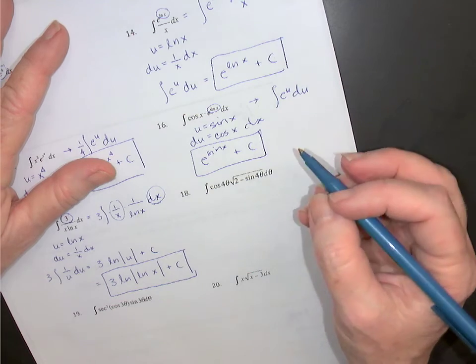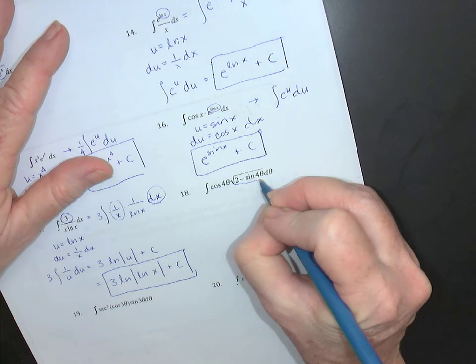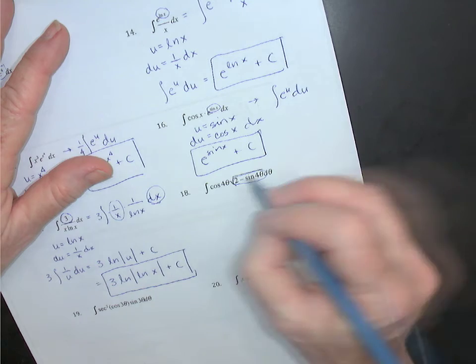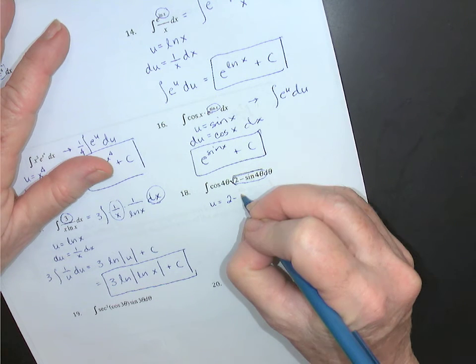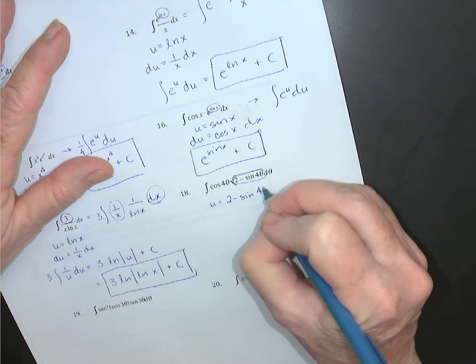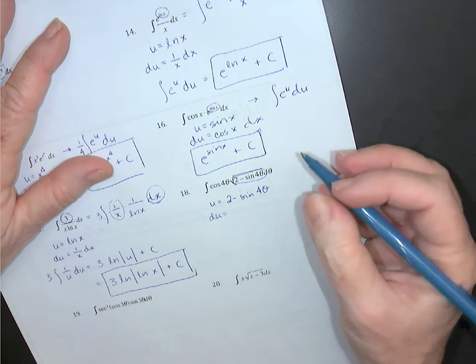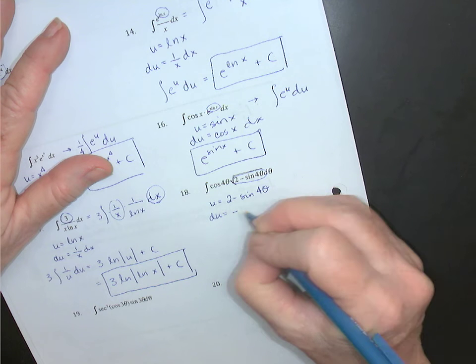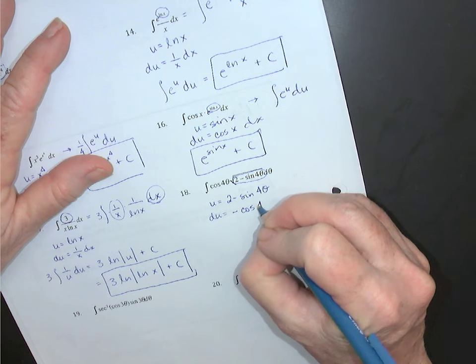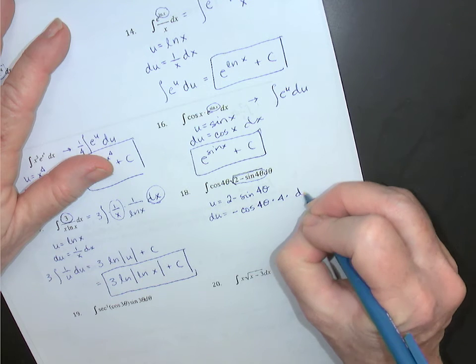For 18, okay, u is usually the inner function, so I'm going to let u be equal to what we have inside here. So I could write this as u to the 1/2. So u is 2 minus sine 4 theta. Du is, the derivative of sine is negative cosine, right? Or the derivative of sine is cosine, but this is going to give us negative cosine 4 theta, chain rule, times 4. Right, and I'm going to have my d theta.